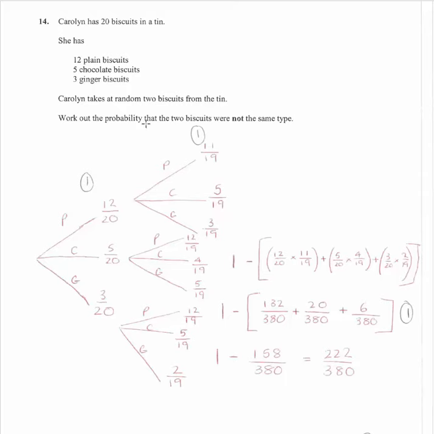Now, you want to work out the probability that the 2 biscuits were not the same type. Now, one way that would be a lot of work to do would be to say, okay, well, how can they not be the same type? I could have plain and chocolate, plain and ginger, chocolate and plain, chocolate and ginger, ginger and plain, ginger and chocolate. And each of those you'd need to multiply to get the probability of that happening. So, for example, plain and chocolate is 12 over 20 multiplied by 5 over 19.